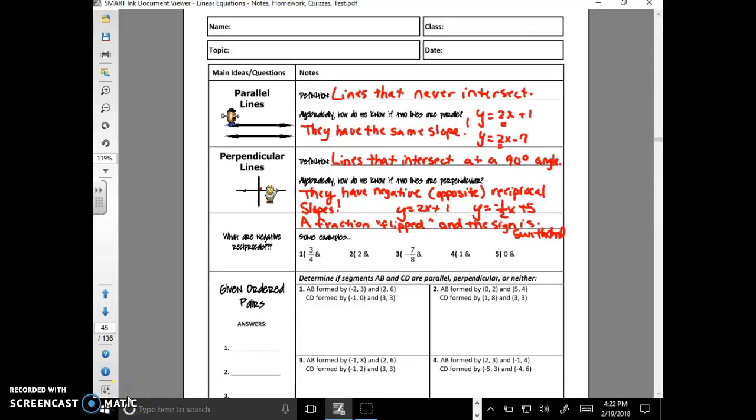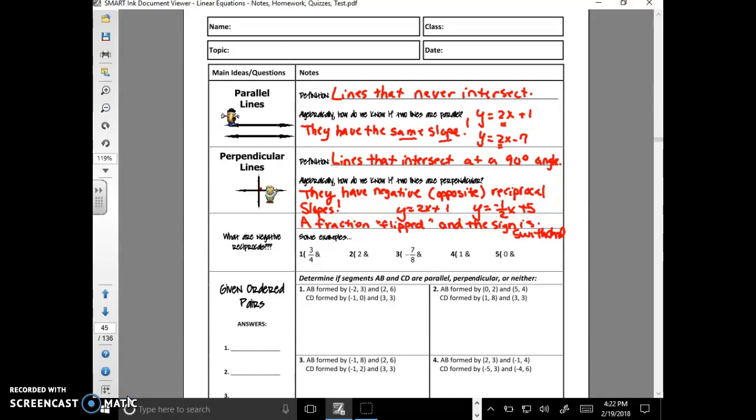Okay, you have a handout on parallel and perpendicular lines. Let's go fill out the definitions. The definition for a parallel line: lines that never intersect. Okay, they have the same slope. So let's underline that. Same slope.